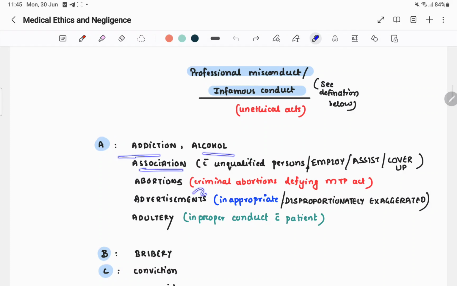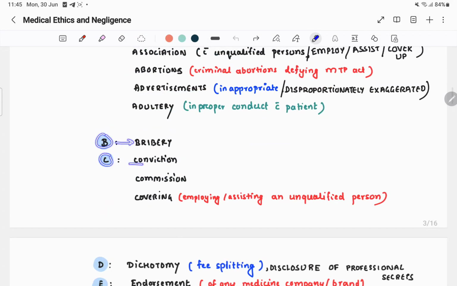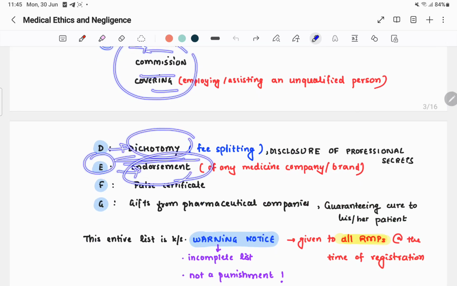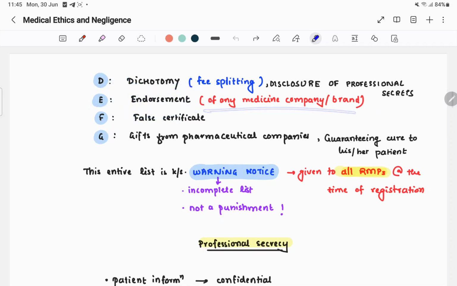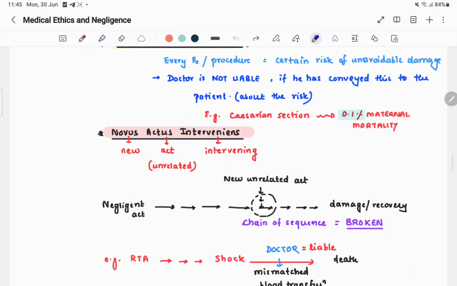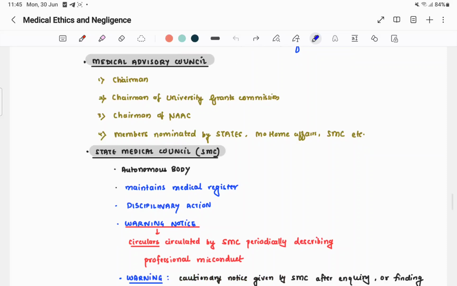Addiction, alcohol, association, abortion, advertisement, adultery. B is bribery. C is conviction, commission, covering. D is dichotomy, fee splitting. E is endorsement of any medical company or brand. F is false certificate. G is gift. All of this. Then let's continue.